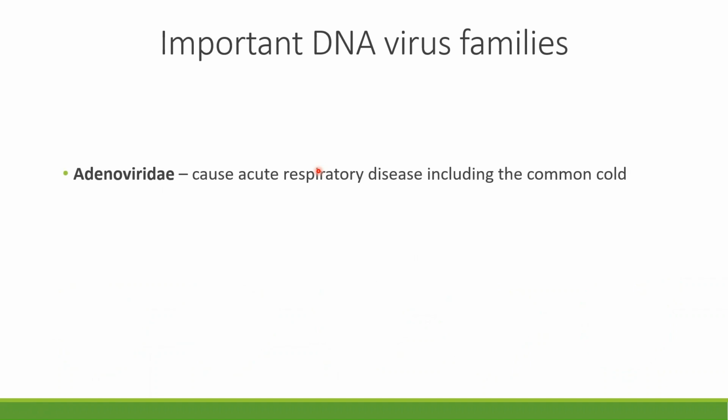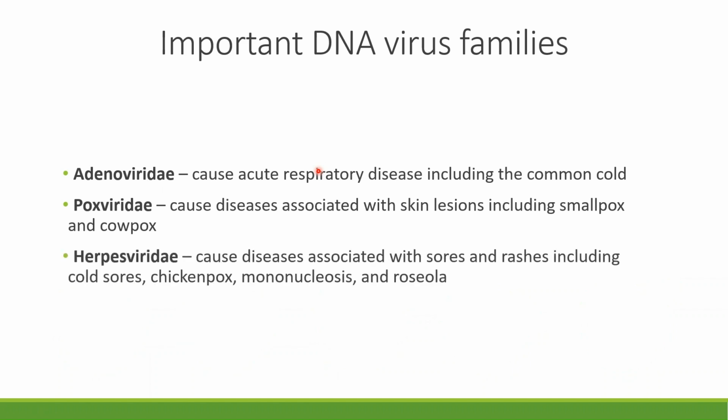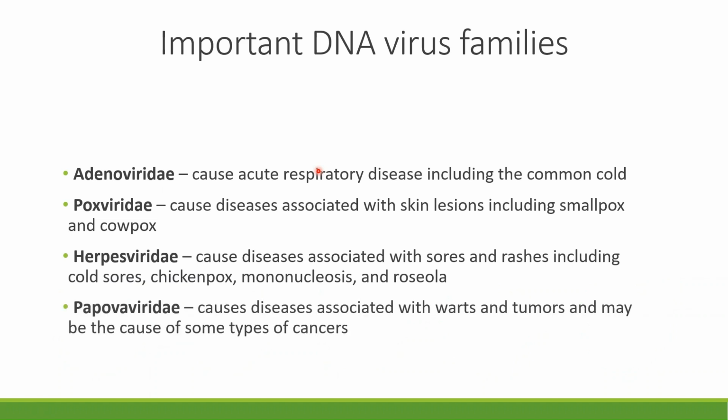The most important DNA families that you need to be aware of are going to be the Adenoviridae, and these are going to be responsible for causing acute respiratory diseases such as the common cold. Next is the Poxviridae, and this can cause diseases that are associated with skin lesions, such as smallpox and cowpox. Next is Herpesviridae, and these are associated with causing sores or rashes, including cold sores, chickenpox, mononucleosis, and roseola. Next is Papovaviridae, and these are associated with causing warts and tumors and may result in certain types of cancers.